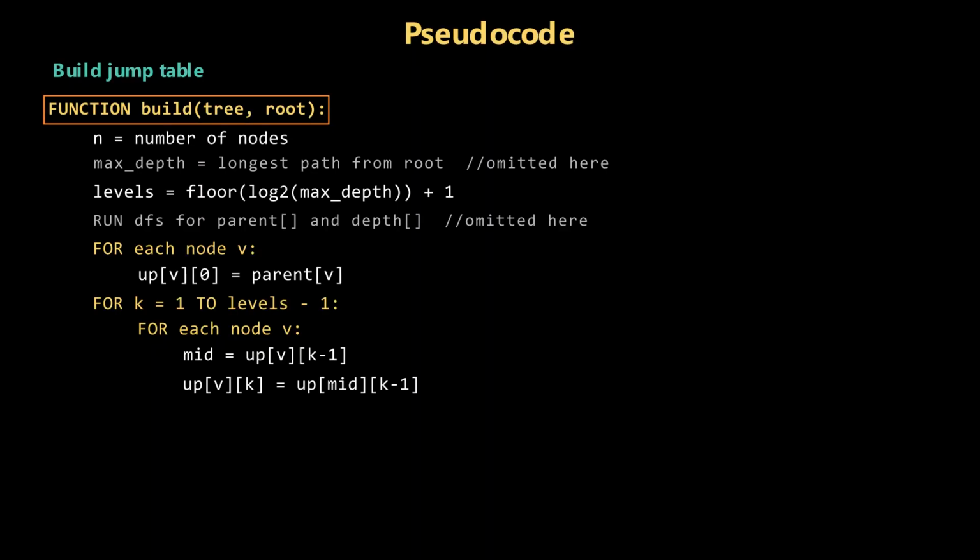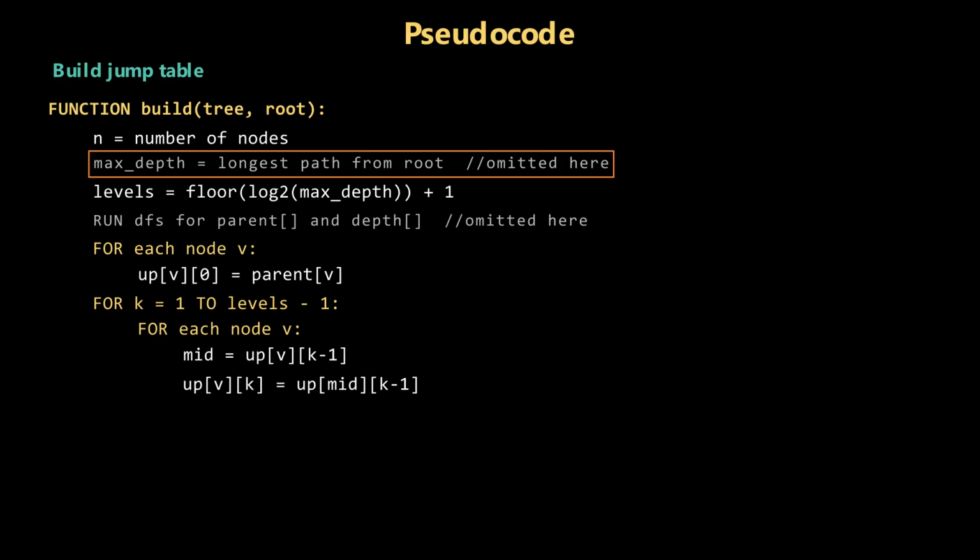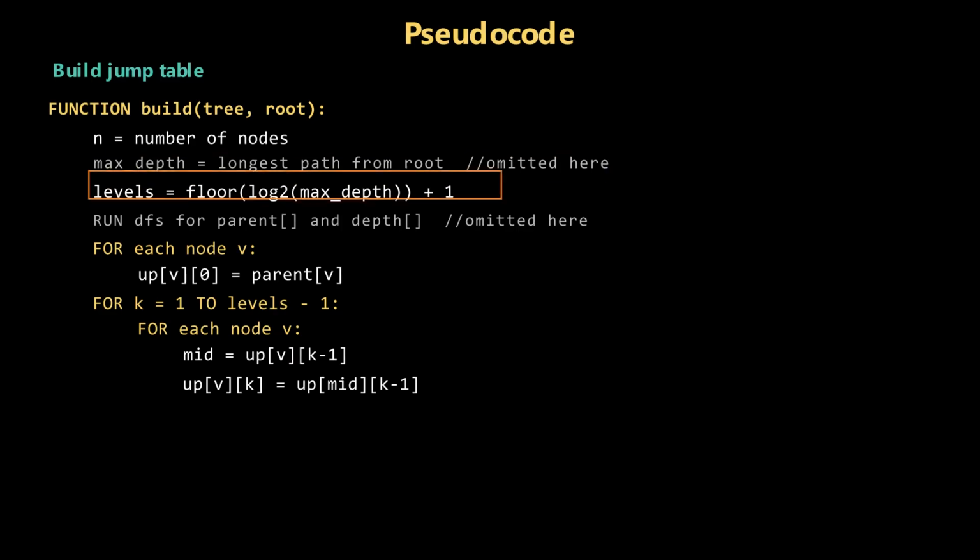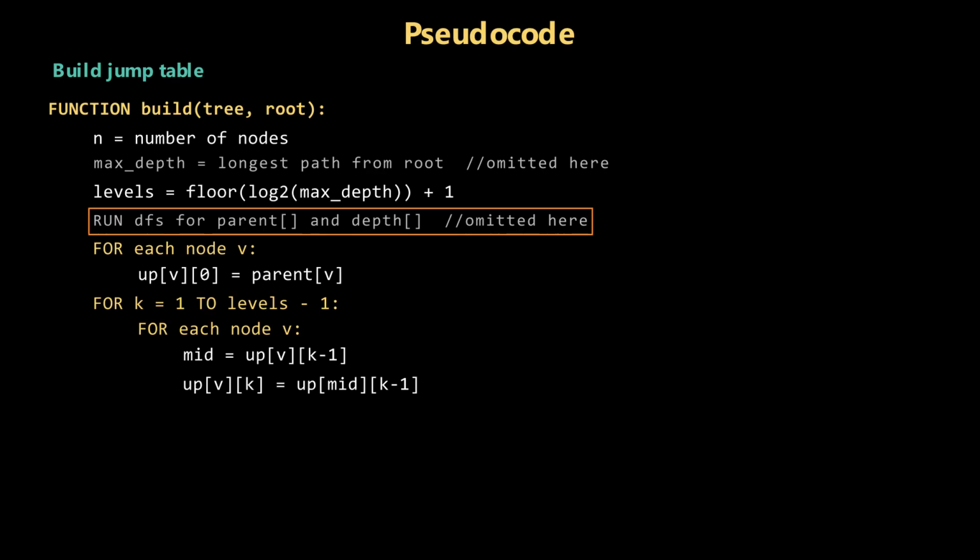Build takes the tree and a chosen root. First record how many nodes we have. Finding max depth is standard tree work, details omitted here. Column count is floor of log base 2 of max depth, plus 1. A depth first traversal fills parent and depth arrays, implementation omitted here.